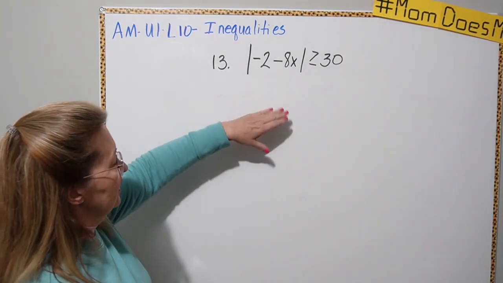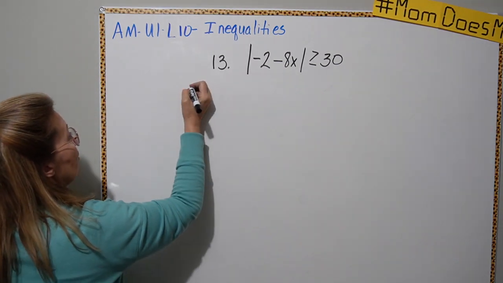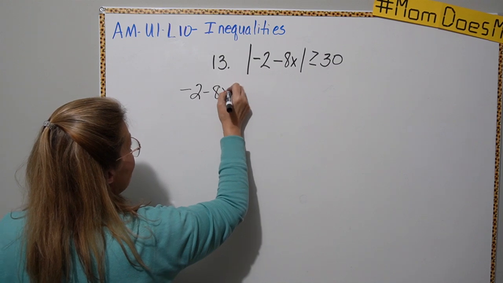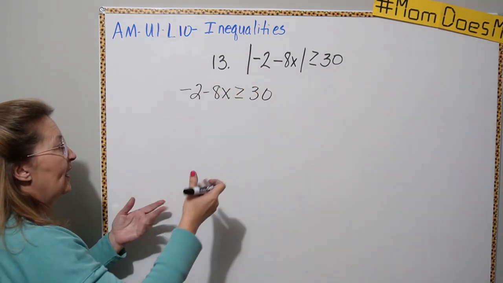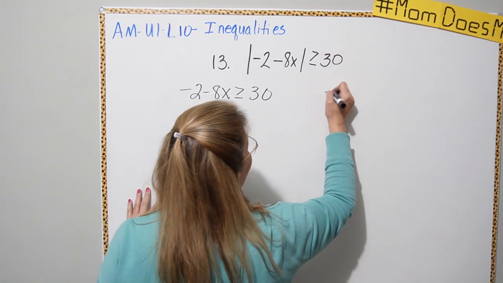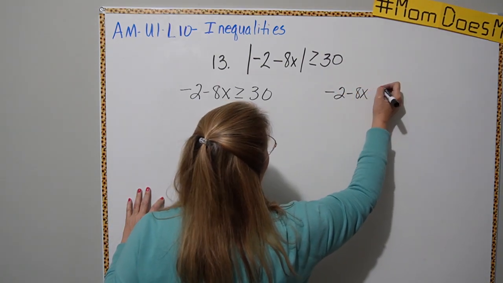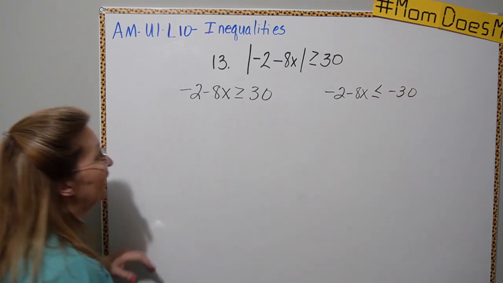Okay, let's look at number 13. Once again, the absolute value is already isolated, so I can go to considering both cases. My positive case is just like it's written without the absolute values. My negative case is where you drop the absolute value, you flip your sign and make the other side negative.